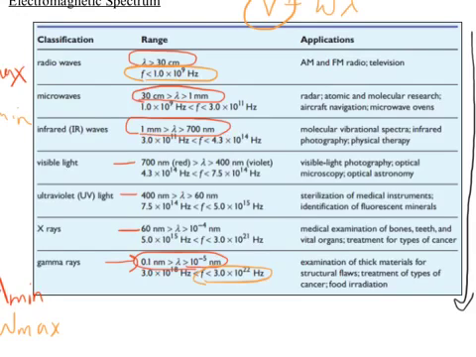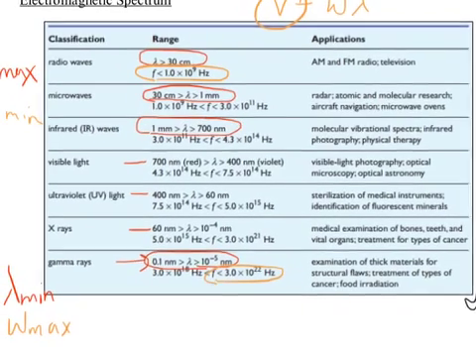Infrared waves are waves that occur below the red part of the visible spectrum. So if you draw out the visible spectrum, you see the following.